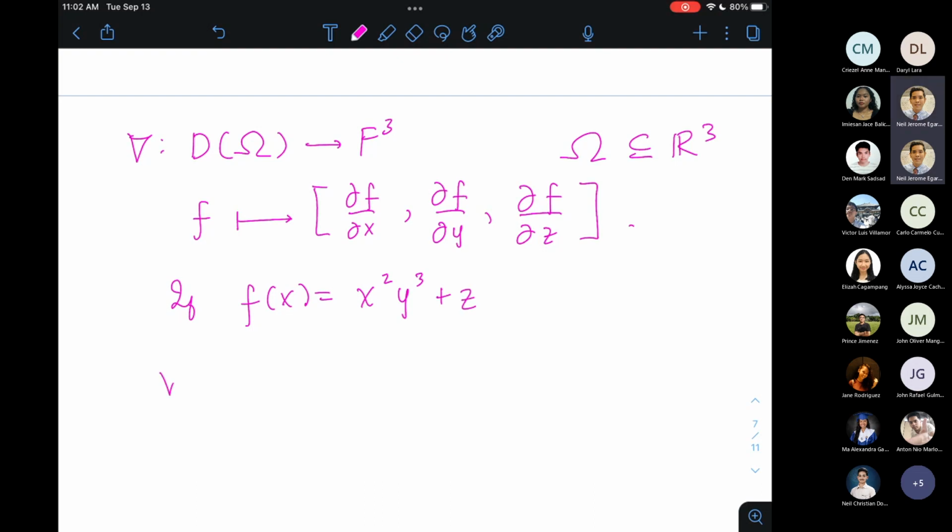Okay. Then what is the gradient of f? What is nabla f? So ano yung intended output ngayon? Ang intended output ay vector consisting of 3 functions. Isang vector na 3 functions yung laman. So kung si f ko ay x squared, y cubed plus z, ano yung gradient ni f? What is nabla f?